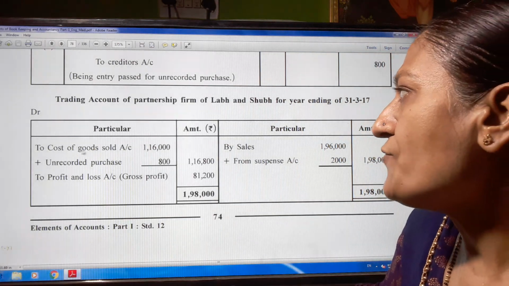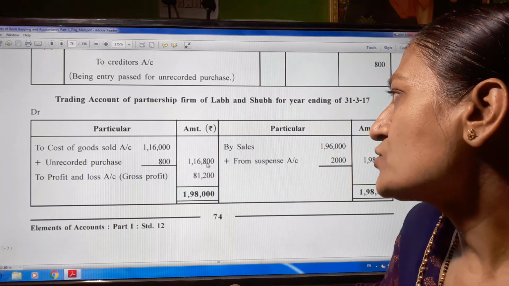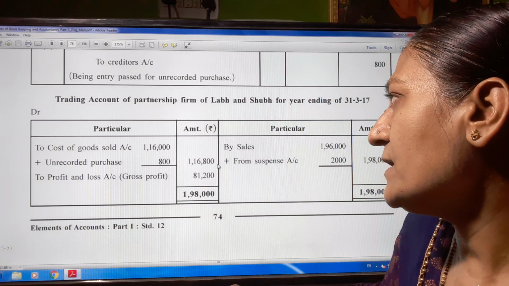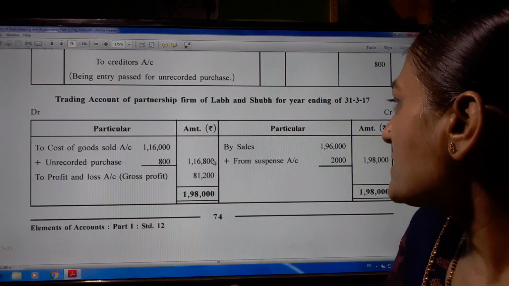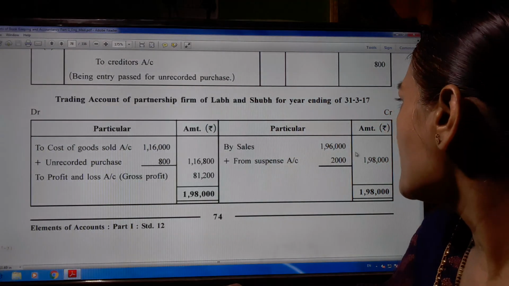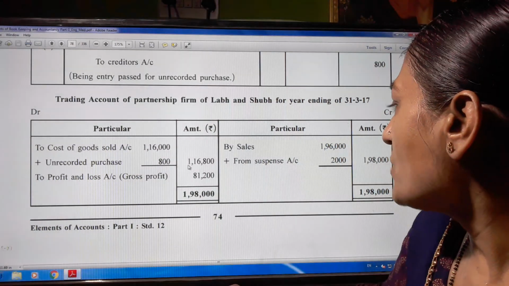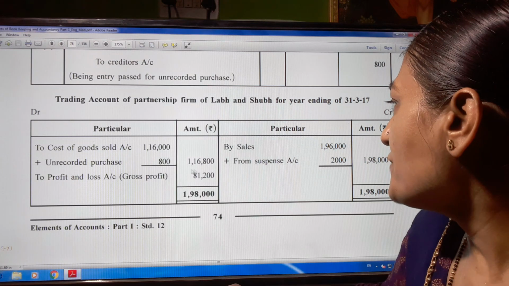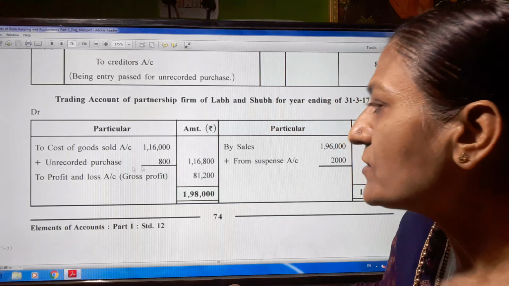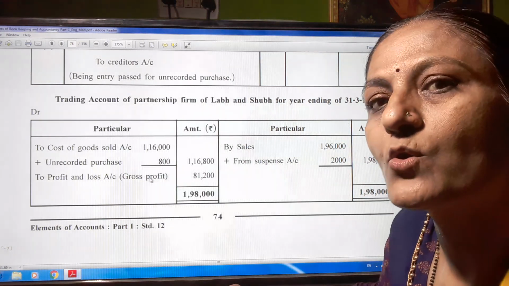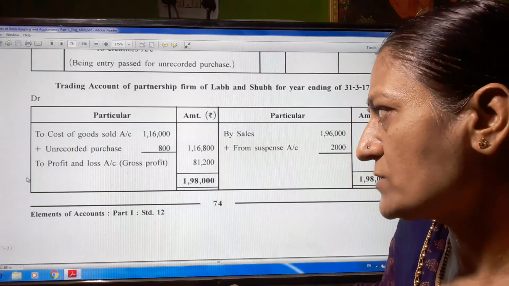trading account. Cost of goods sold 1,16,000 plus unrecorded purchase 800, so 1,16,800. Afterwards sales 1,96,000 plus from suspense account 2,000, total 1,98,000. 1,98,000 minus 1,16,800, so the difference amount we find out is 81,200. And this 81,200 is called gross profit. And this gross profit we transfer to profit and loss account.